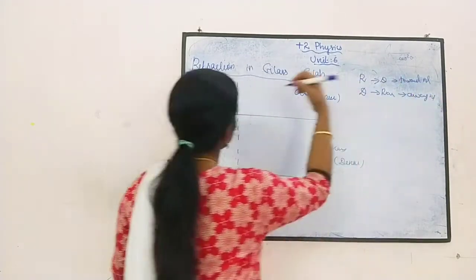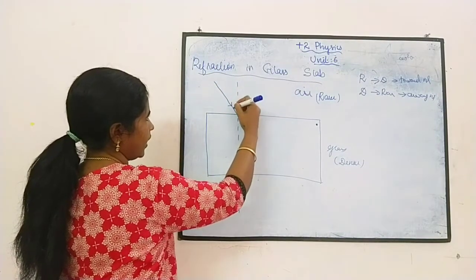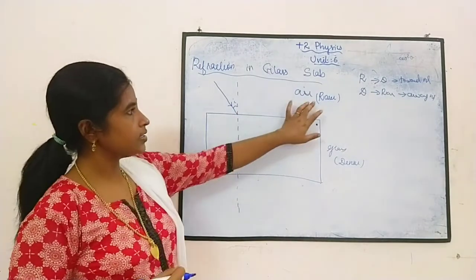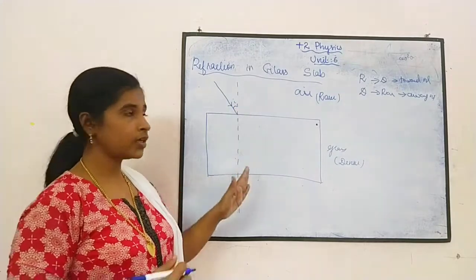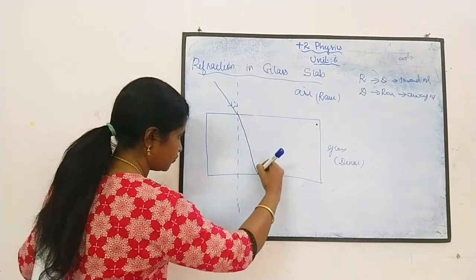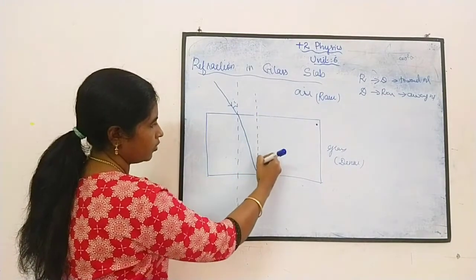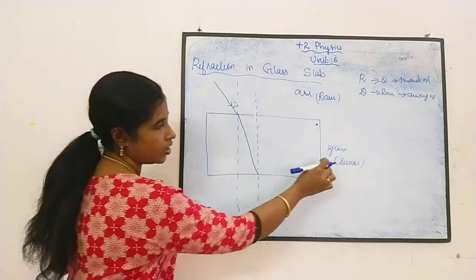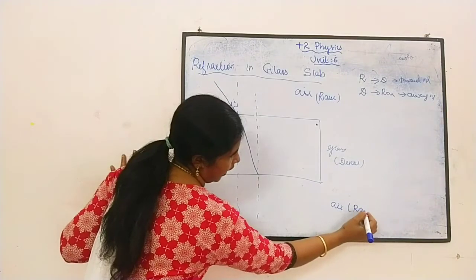So let us consider one light source which is incident at an angle I. Angle I is the incident angle. Since it is traveling from rarer to denser, it will be refracted towards the normal. Let us consider it will be refracted towards the normal like this. Now this is the normal. The normal is always perpendicular to the surface. Because here it is denser, again there is air. So this is rarer.